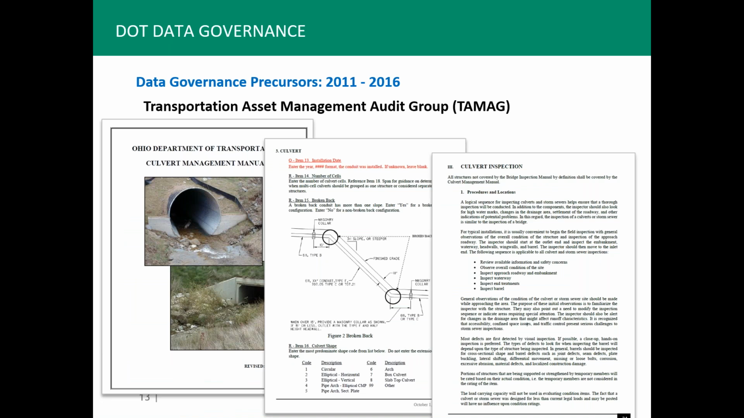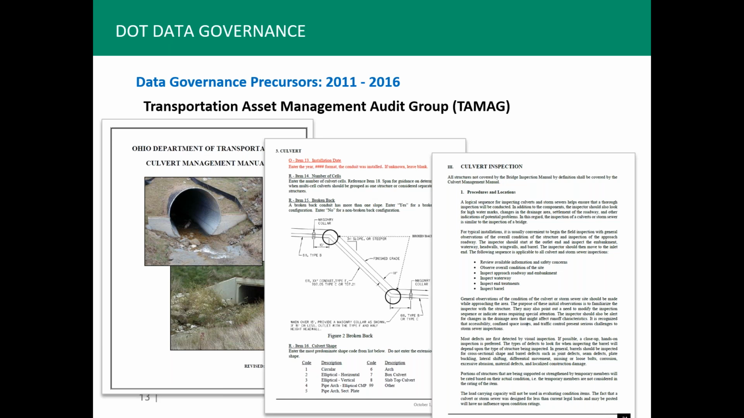Another deliverable from the TAM audit group is standardized inventory and inspection manuals. When you're trying to leverage data for decision making, it's critical that data collected in one area of the state is consistent with data collected in another area of the state. We distribute funding to our districts based off the quality of the systems, or the conditions of the systems, I should say. So the culvert system, the BMP system, or whatever that might be. So having consistent inventory and inspection manuals helps provide a certain level of consistency.